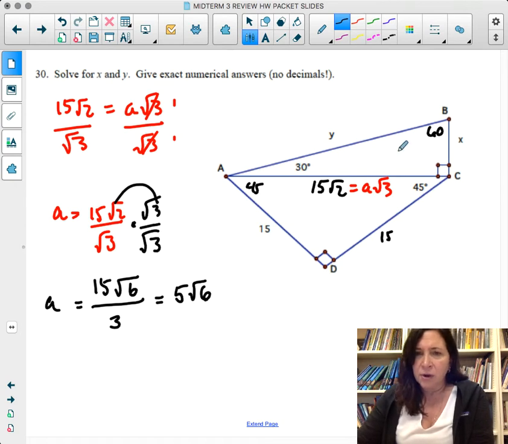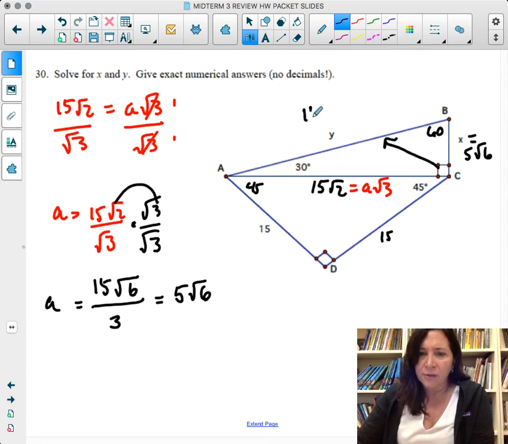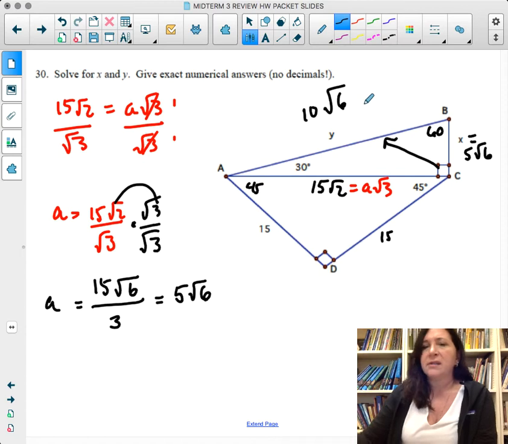So a, which is across from my 30, is 5 root 6. And across from my 90 is twice that. And so that'll be 10 root 6.